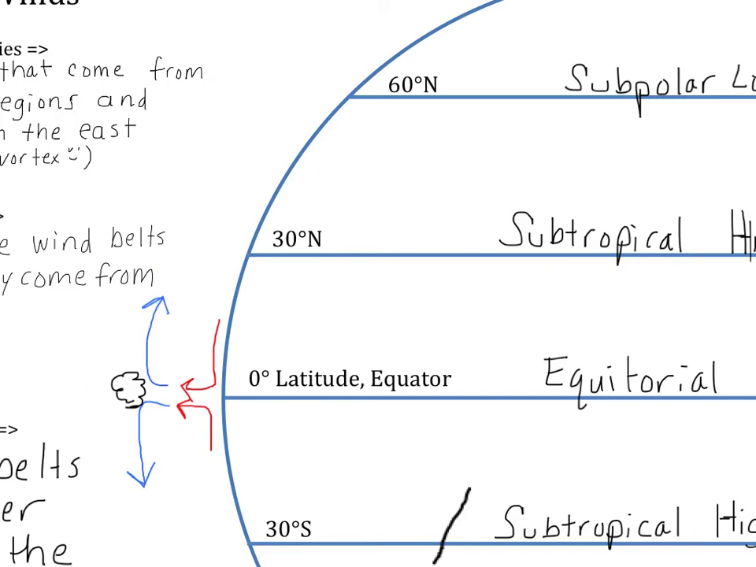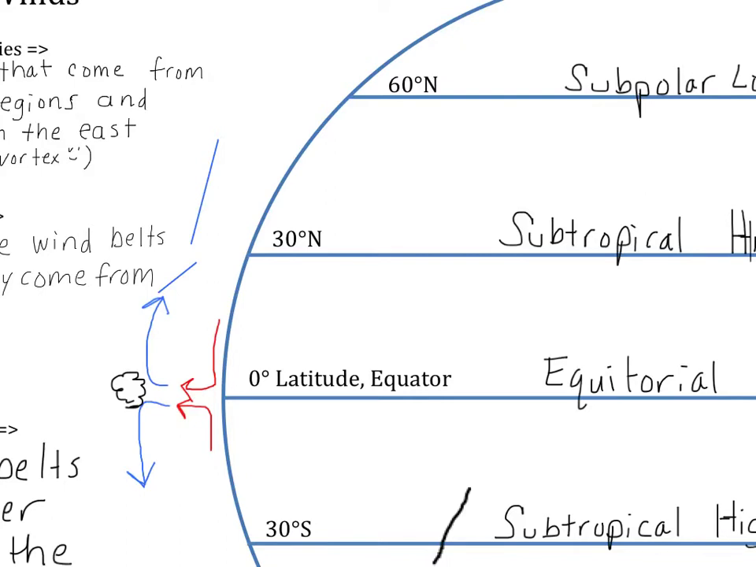Okay, then we're going to continue the patterns of the arrows from here. So with the subtropical high for the 30 north latitude region, we have cool air coming in from above, and that's where it converges, then heads down. Bring that in from both sides.